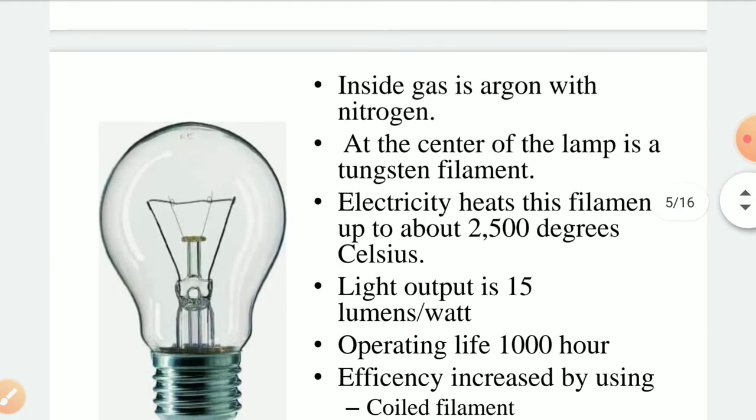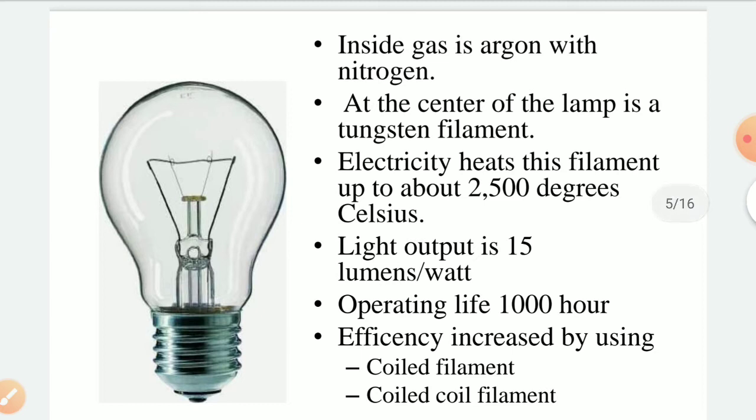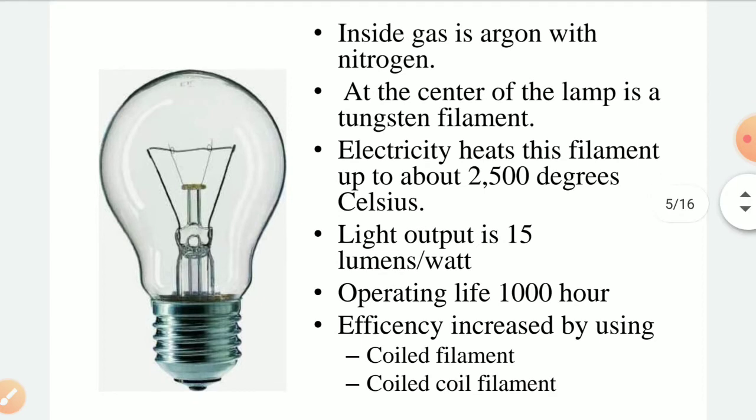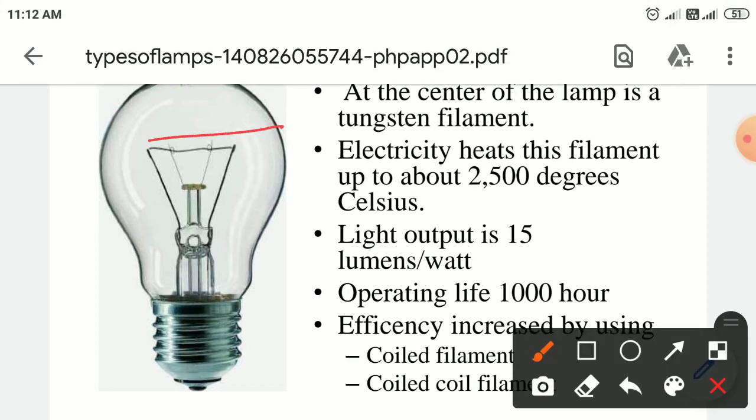Inside this bulb, argon or nitrogen gas is filled. As I said, tungsten is the filament. So this bulb internally contains argon or nitrogen as a gas, which improves the illumination strength. That is why argon or nitrogen gas is used here. At the center of the lamp is the tungsten filament, as I said. This is your tungsten filament.